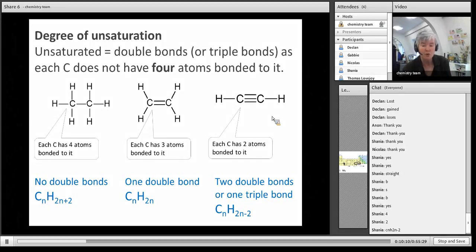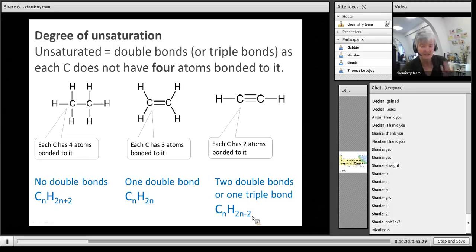How many hydrogen atoms would I have in butyne? Butyne is 4, so I've got 4 carbons. So using this formula, how many hydrogen atoms would there be in butyne? Does anybody want to have a go? 4 times 2 is 8. Subtract 2 is 6. Well done, Nicholas.